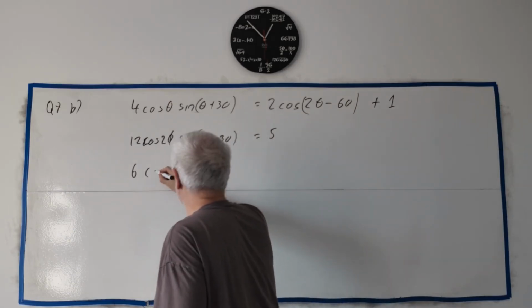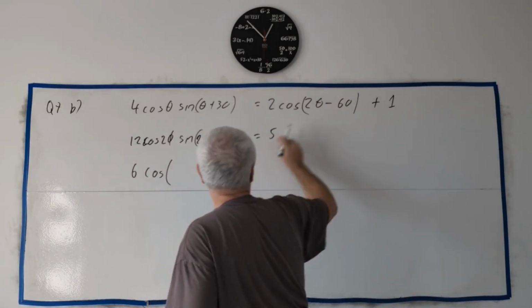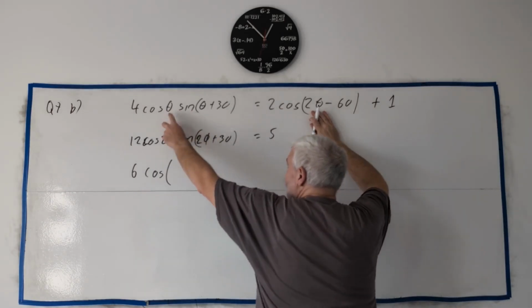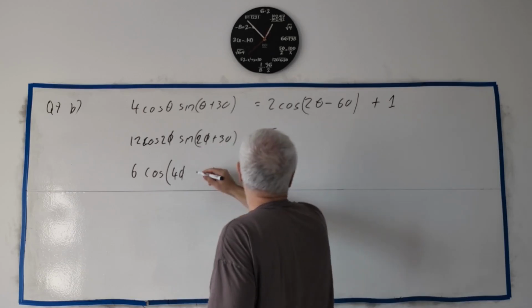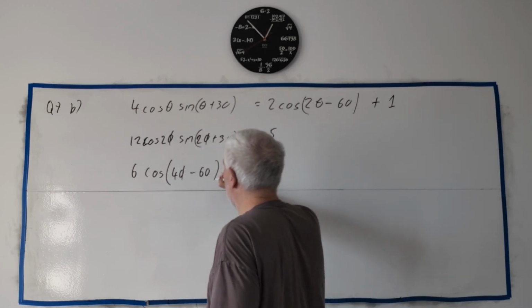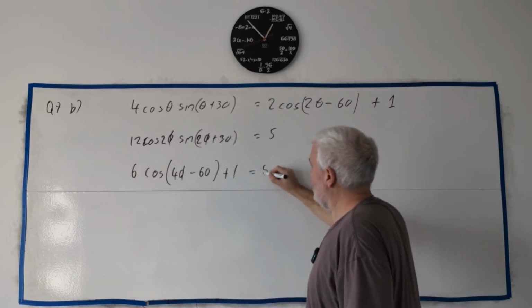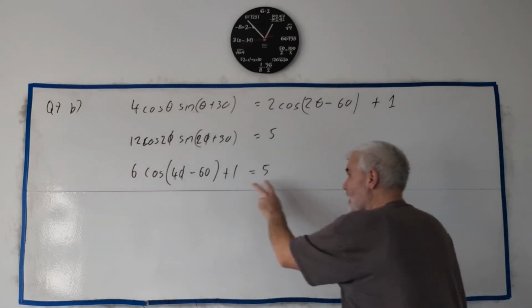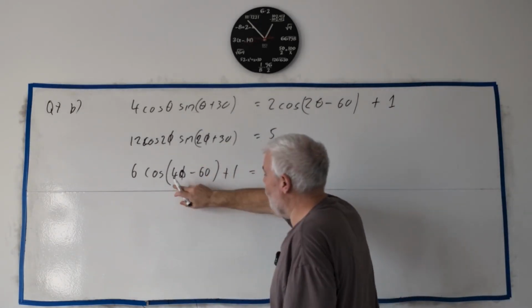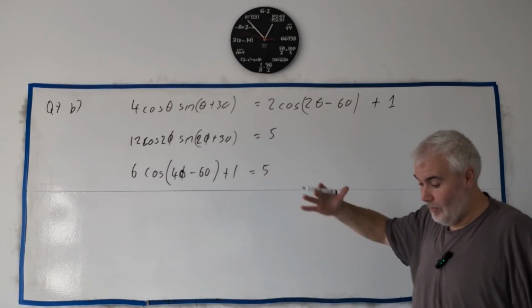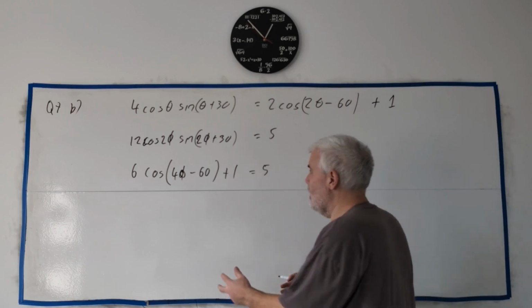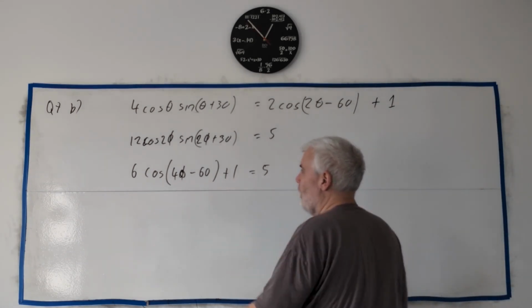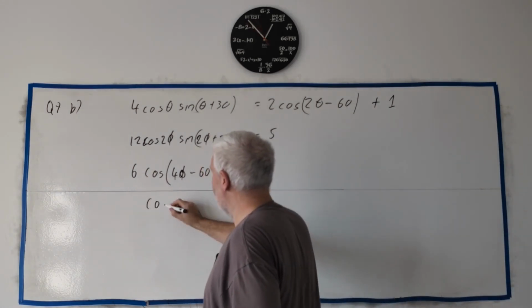This is the same as 6 cosine. Instead of 2 theta, double this angle. It's double this angle, so it's 4 phi. Minus 60 still, plus 1 equals 5. This is a lot easier to solve. It's just one equation, one trigonometric function, cosine. So let's just start rearranging. Let's see, take 1 away from both sides and divide by 6.